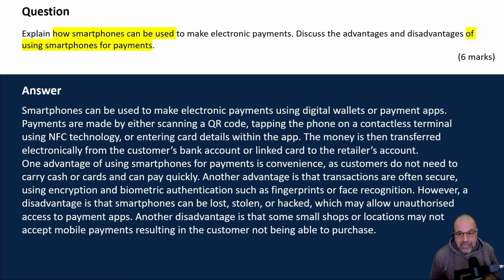Another advantage is that transactions are often secure using encryption and biometric authentication, such as fingerprints or face recognition. However, a disadvantage is that smartphones can be lost, stolen, or hacked, which may allow unauthorized access to payment applications. Another disadvantage is that some small shops or locations may not accept mobile payments, resulting in the customer not being able to purchase. Now, this goes both ways.